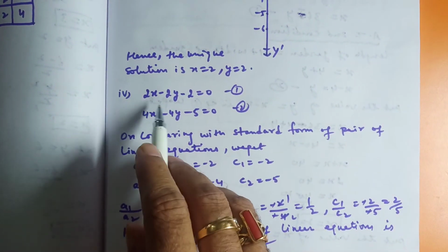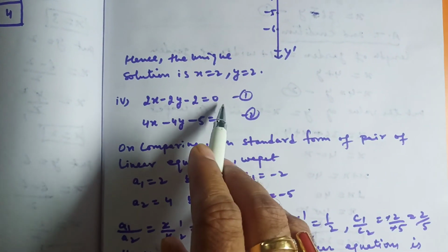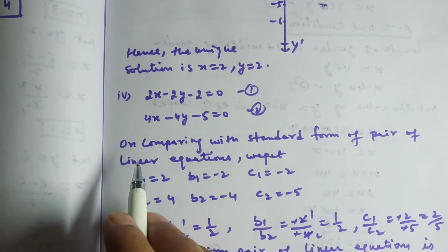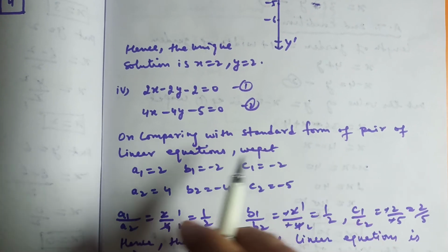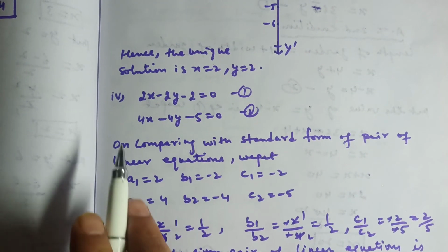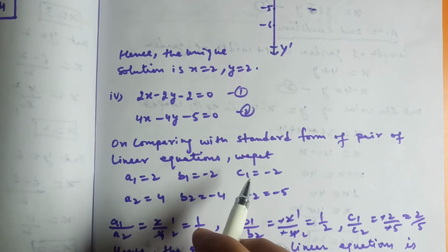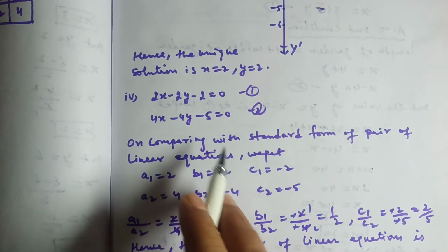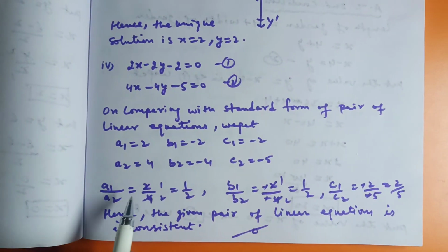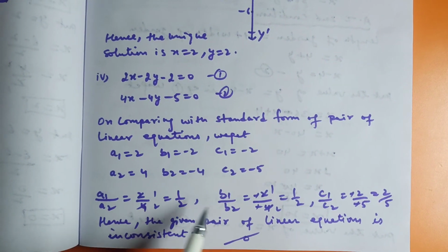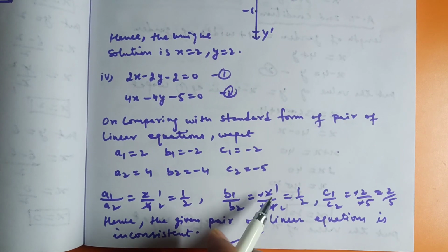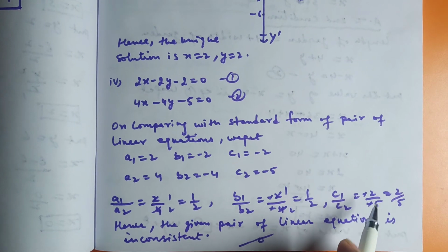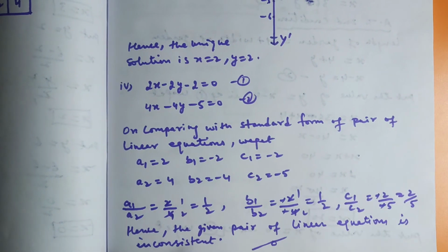Fourth part: 2x minus 2y minus 2 equal to 0, first; 4x minus 4y minus 5 equal to 0, second. On comparing with the standard form of a pair of linear equations, we get a1 equal to 2, b1 equal to minus 2, c1 equal to minus 2, a2 equal to 4, b2 equal to minus 4, c2 equal to minus 5. a1 upon a2 equal to 2 upon 4, that is 1 by 2. b1 upon b2 equal to minus 2 upon minus 4, that is 1 by 2. c1 upon c2 equal to minus 2 upon minus 5, that is 2 by 5.